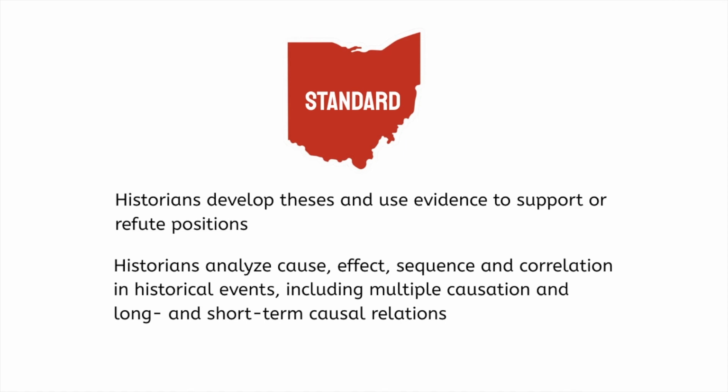And the last standard is historians analyze cause-effect, sequence, and correlation in historical events, including multiple causation and long and short-term causal relations. For this question, it's more than likely you're going to see something with sequencing or for cause and effect. I haven't seen too many release questions that deal with this standard, but I have seen a few sequencing ones that you're going to take a look at as well. So, hopefully this video lesson gets you up to speed on the skills and methods questions.